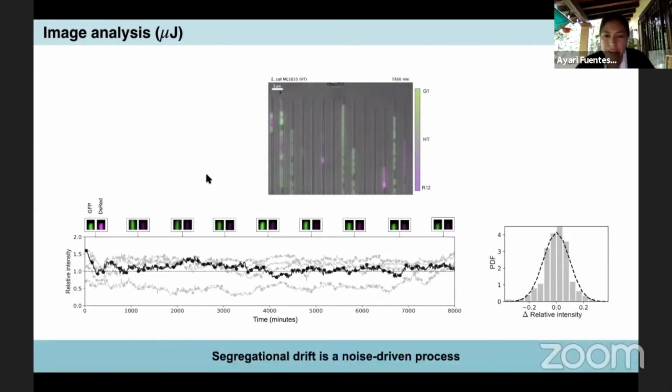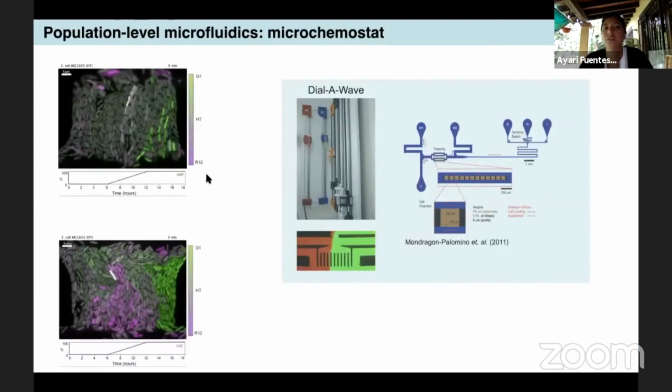So what we are saying now is that segregational drift is a noise-driven process. It's just a random process. But this is without selection. What we wanted to do is, well, this plasmid actually confers resistance to different things. So are they going to behave differently with selection? In order to measure selection, we are now going to use a microchemostat, which is another microfluidic device.